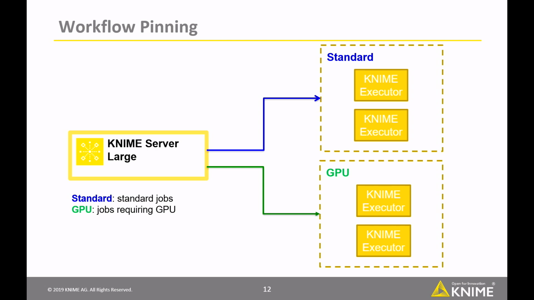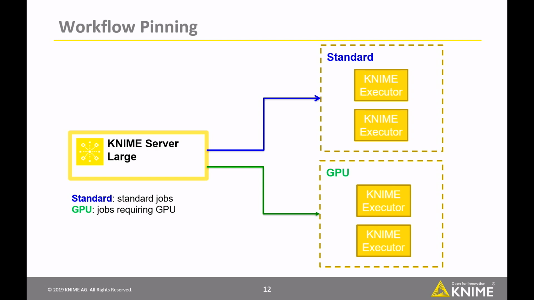And so maybe I only want to send jobs to it that will really actually utilize the GPUs. And so when I submit a workflow to KNIME Server to execute, I can then tell it which label I wanted to use. And by doing that, it will be routed to the correct executor group.